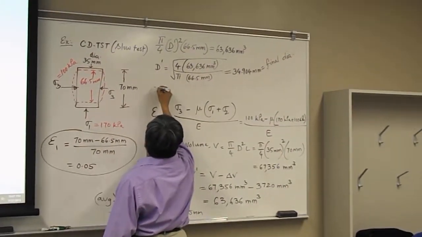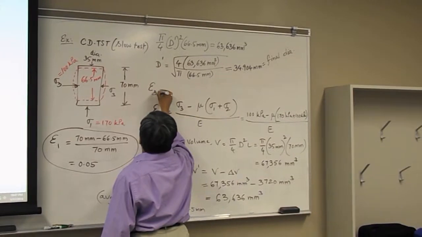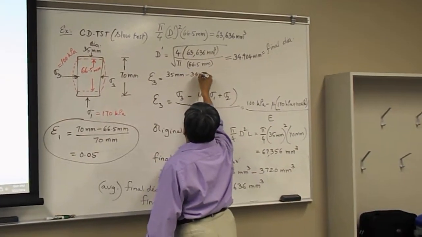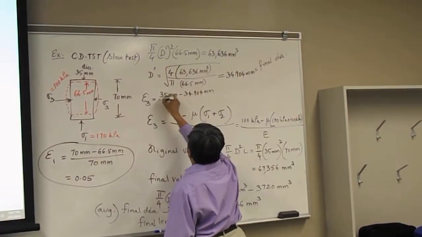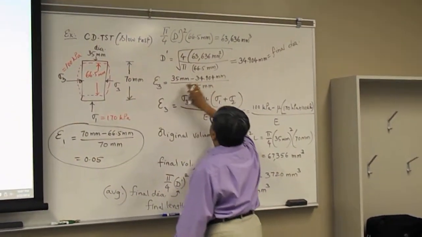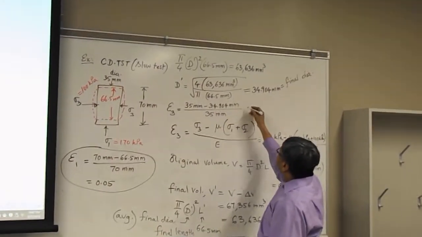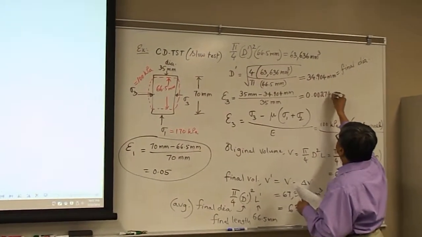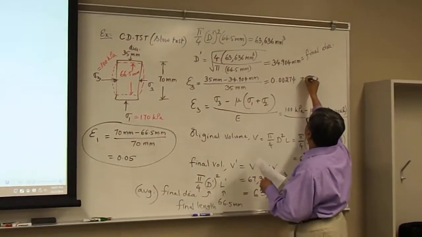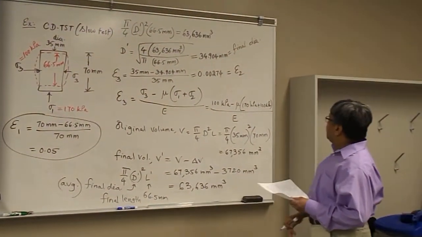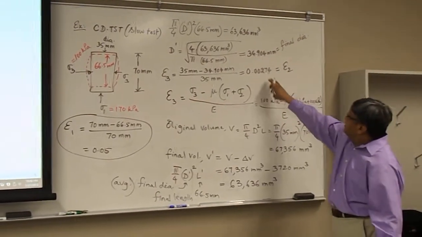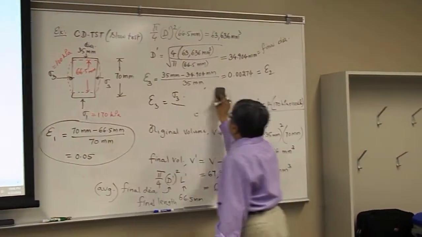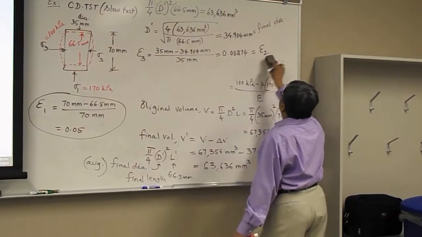That means epsilon 3 is 35 millimeters minus 34.904 millimeters divided by 35 millimeters. This is the reduction in the diameter over the original diameter. So this is approximately 0.00274, which is also epsilon 2 because those two are equal. So epsilon 3 is this and this is this, so let us equate these two things.